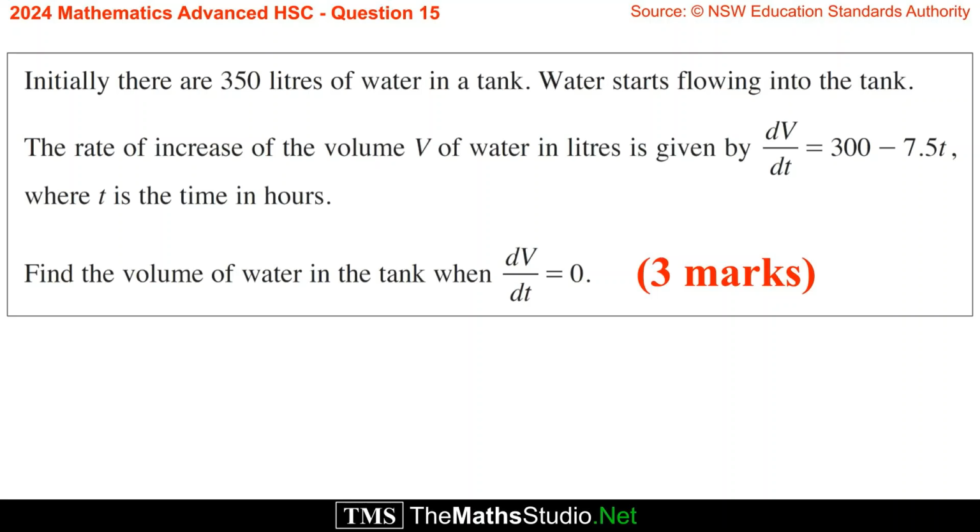Question 15. Initially, there are 350 litres of water in a tank. Water starts flowing into the tank. The rate of increase of the volume V of water in litres is given by dV/dt equals 300 minus 7.5t, where t is the time in hours. Find the volume of water in the tank when dV/dt equals 0.